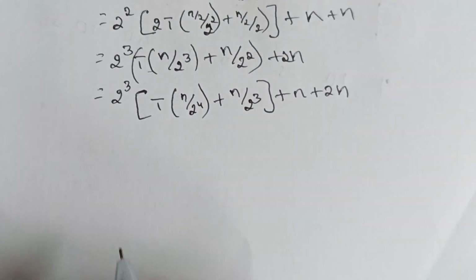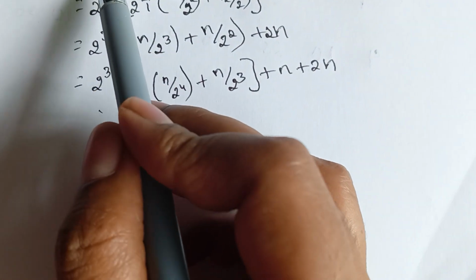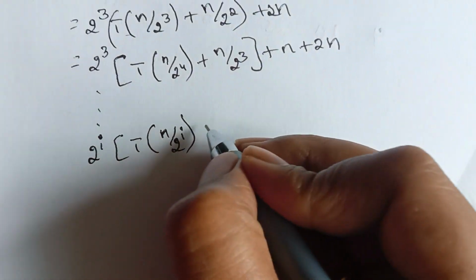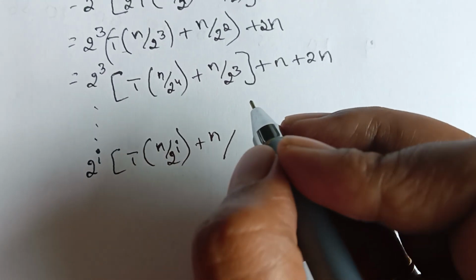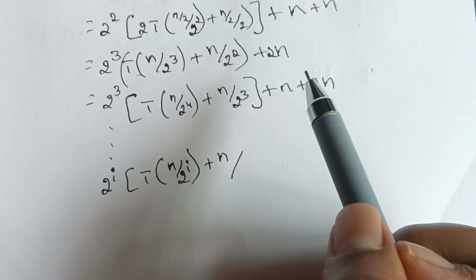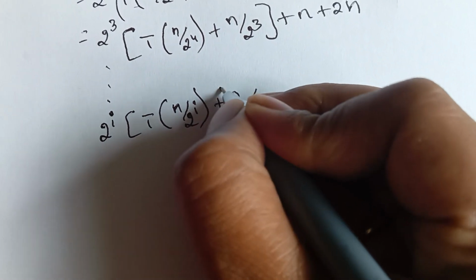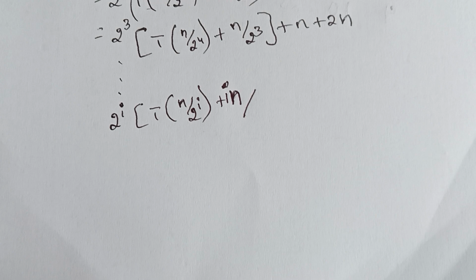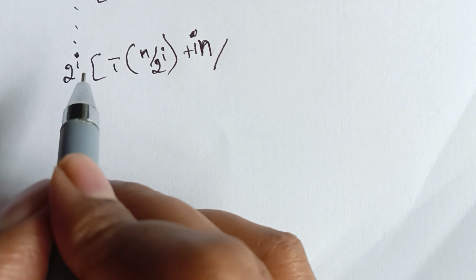Likewise, if I keep on doing, what will I get? I'll get 2 power i, because 2 power 1, 2 power 2, 2 power 3 keep on coming, so 2 power i, T of n divided by 2 power i plus, yes, so here 1n, 2n, 3n, like that I am getting. So here I'll just write it as i into n. Next, I have to just solve for this i now.